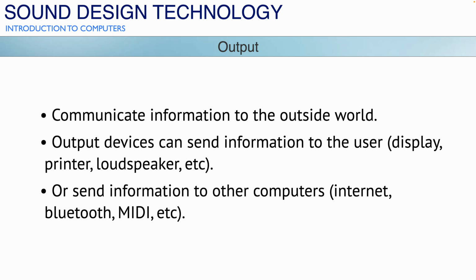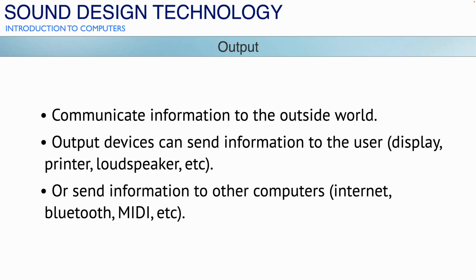All right, let's look at output. Output is just the opposite. Output is the way that the computer communicates to the outside world. The computer can communicate information to other computers, or it can communicate information to you, the end user. The computer communicates to you through output devices, like the display monitor, or a printer, or a loudspeaker, or, I don't know, what are some other output devices? Fax machine. Yeah, maybe.